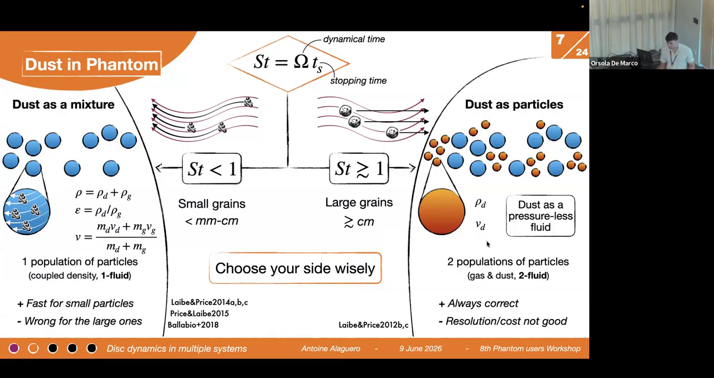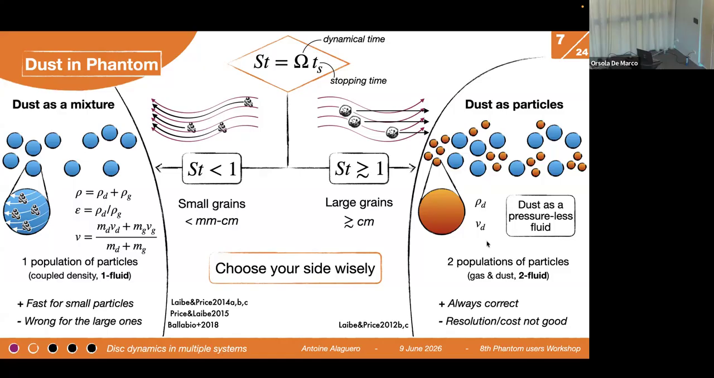how dust works basically in Phantom. And this depends on the coupling between the dust and the gas that we describe in what is called the Stokes number that you have at the top, which is a product of dynamical time and the stopping time. So this dynamical time can be, for example, the Keplerian frequency. And the stopping time is basically the time for a dust grain to be perfectly coupled to the gas flow. So if the dust grain is very small, you have very small stopping times. And the opposite way, the dust grain is big.